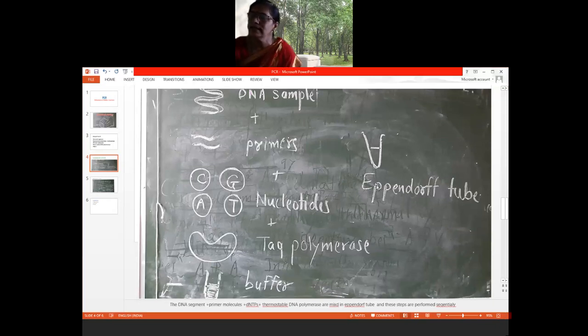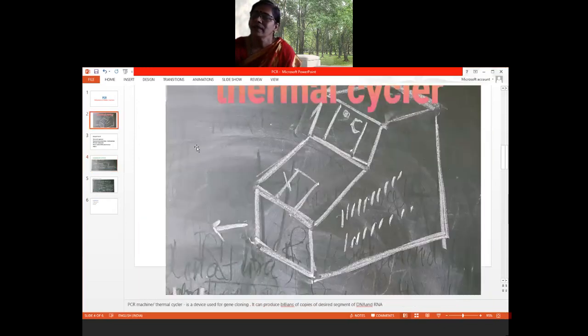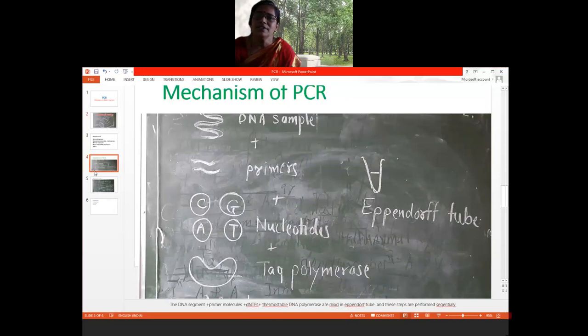And this Eppendorf tube is kept in that thermal cycler, or in this machine. Then what happens? Which are the different steps for the PCR technique?